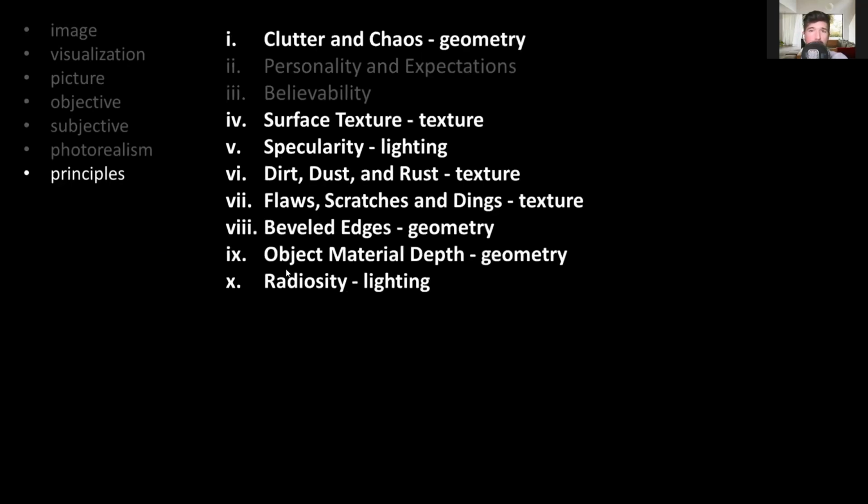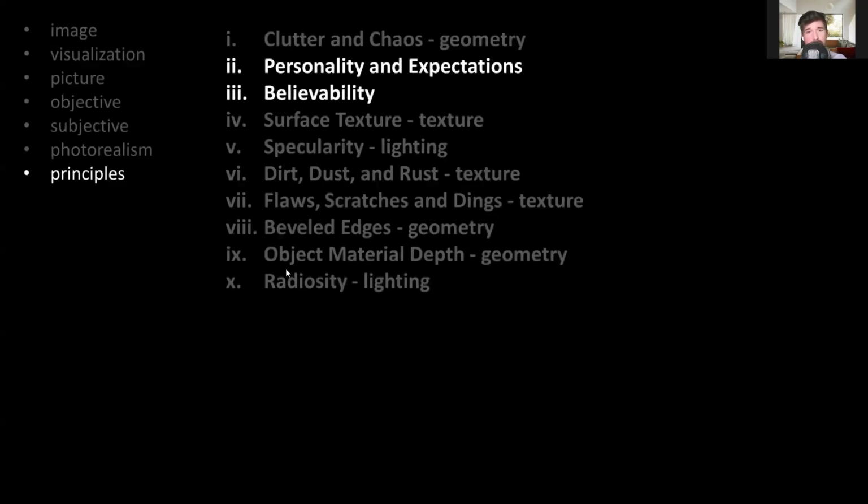In the end, when we take a look at geometry, texture, and lighting, we can observe that two of the principles, such as personality and expectations and believability, are left unclassified, as far as I'm concerned at least, because they can be applied to each of these clusters or categories or classes. So the personality and expectations can be in reference to geometry, textures, and lighting, as well as believability.